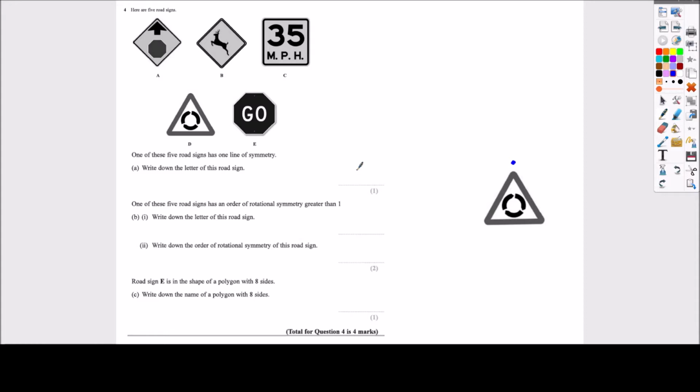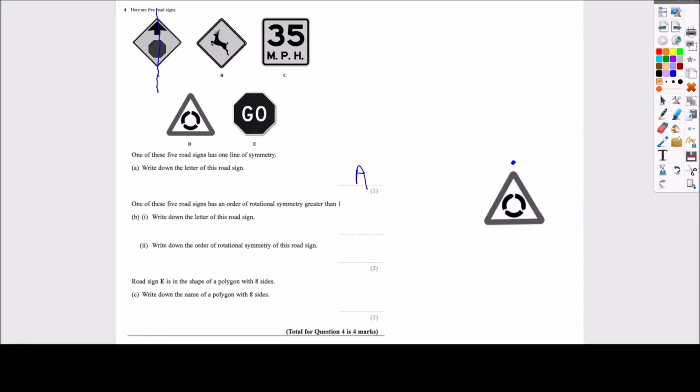You could put a line vertically down the middle, and shape A, as you reflected that, would look the same on both sides. Now for part B, one of these 5 road signs has an order of rotational symmetry greater than 1.